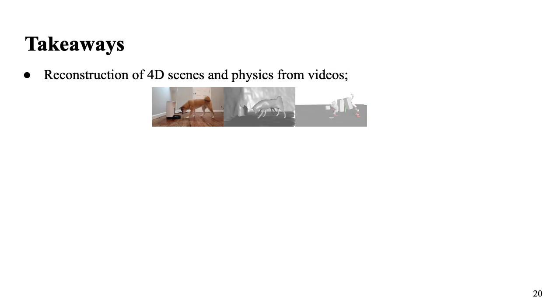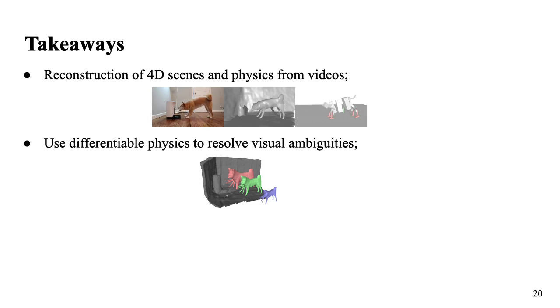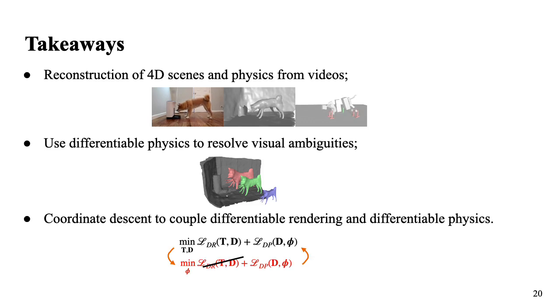To summarize, we introduce a method for reconstructing physically plausible 4D scenes from monocular videos. It uses differentiable physics to resolve visual ambiguities. This is enabled by coupling differentiable rendering and differentiable physics with coordinate descent optimization.